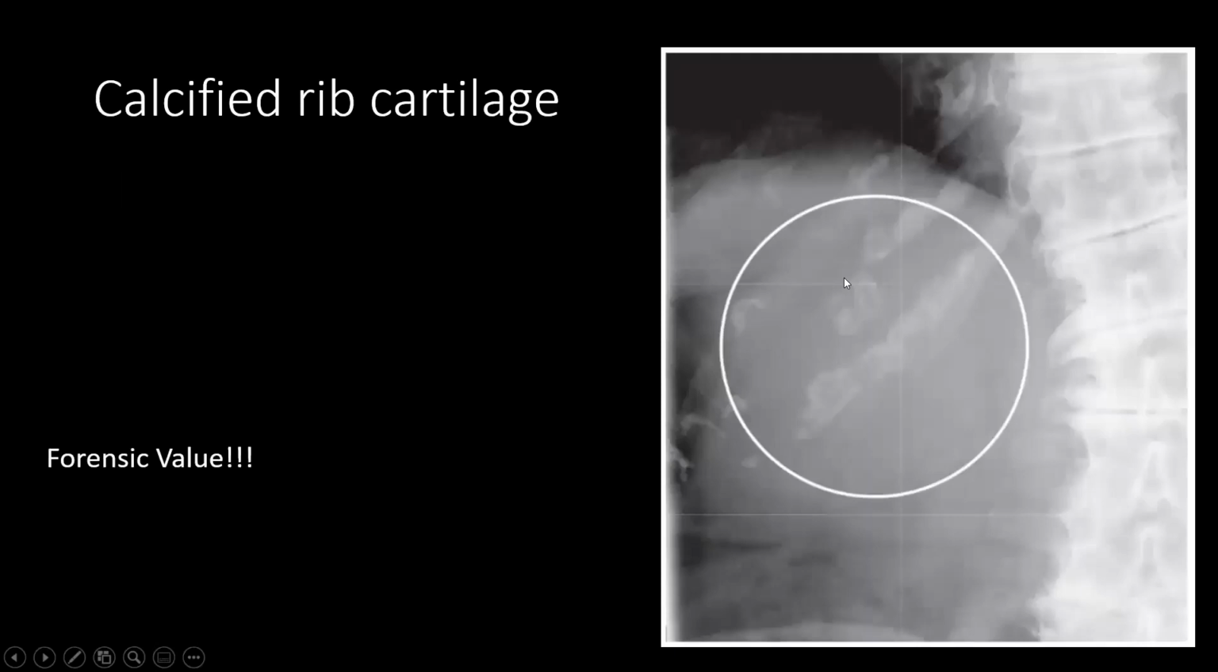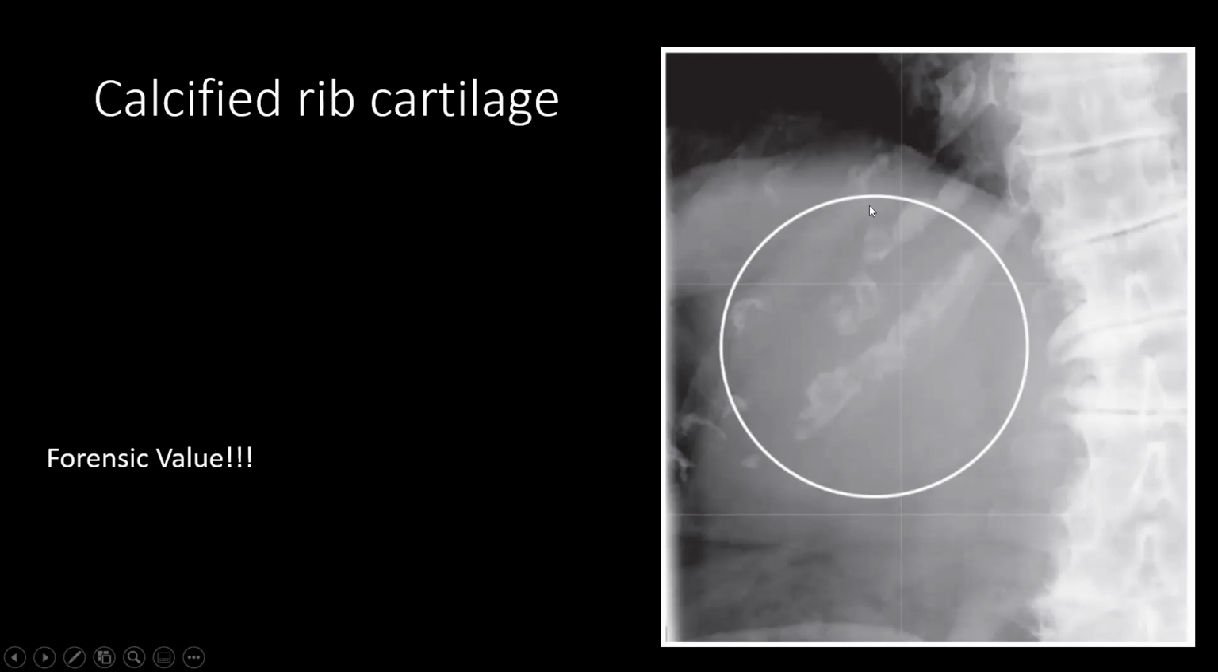Now here is an interesting type of calcification, which is calcified rib cartilage. This calcification of the rib cartilage is a process of aging. What's interesting about it is that it comes with age, and it takes the arc of the cartilage in the ribs, and it has a forensic value. Depending on the pattern of calcification of this rib cartilage with time, they can distinguish if the dead person was a male or a female. So this is a very interesting thing regarding the calcification of this rib cartilage.